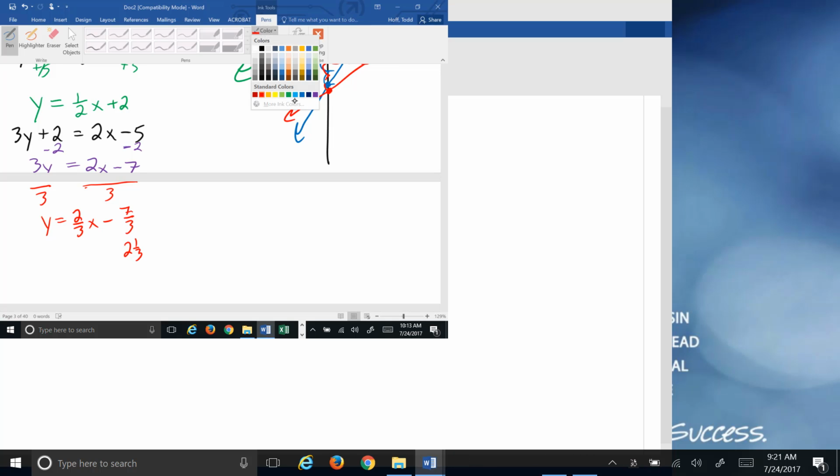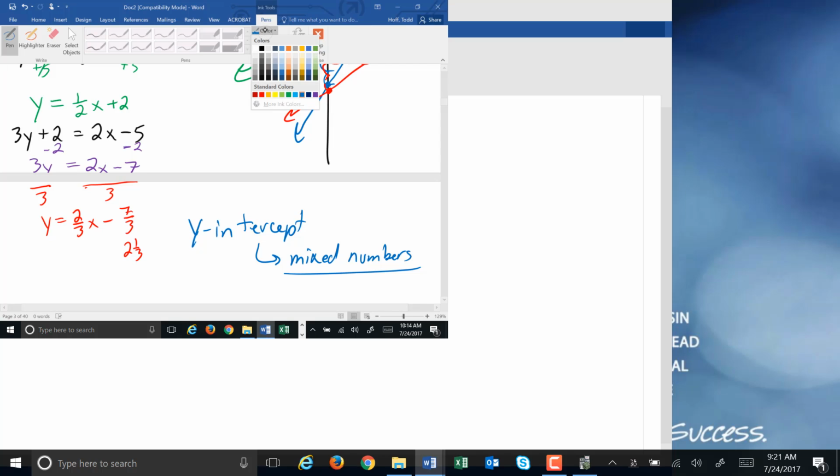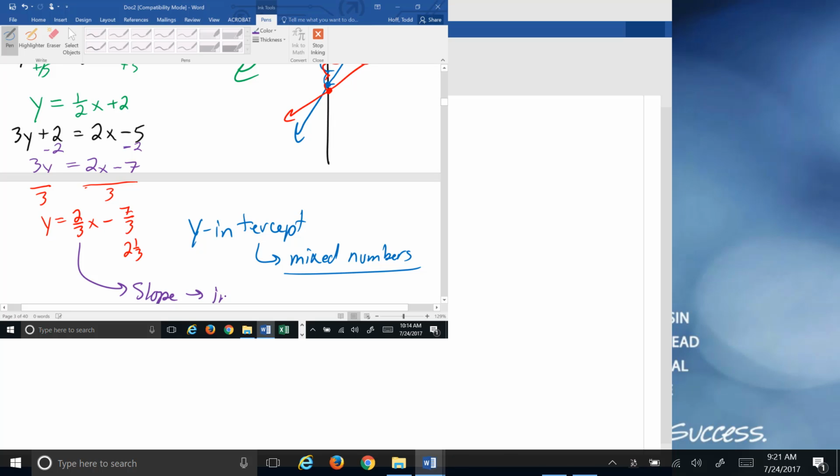For the y-intercept, it is okay to have mixed numbers. For the slope, however, that has to stay improper because that's a ratio.